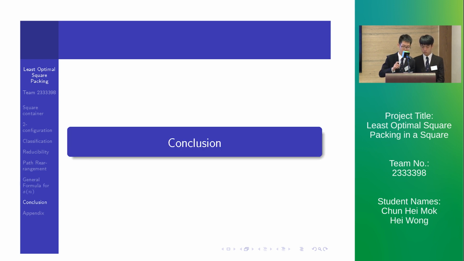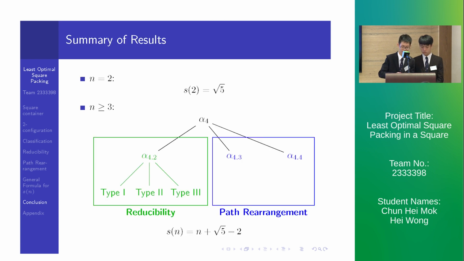To sum up, we found S2 using the idea of a rotating container. Then for n at least 3, we classified how a configuration can intersect with a square container. Next, we applied the technique of reducibility to class alpha 4.2 and the technique of path rearrangement to class alpha 4.3 and 4.4. We finally found the least optimal configuration and obtained the general formula for Sn.